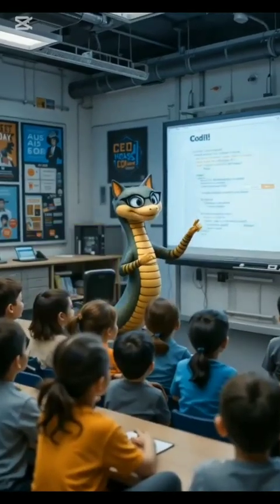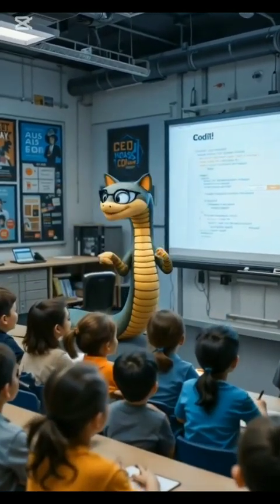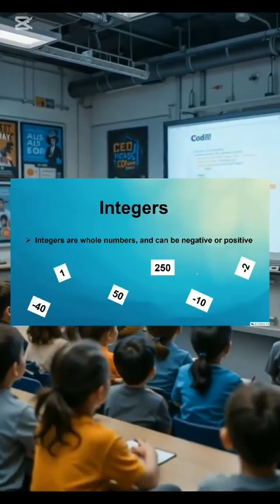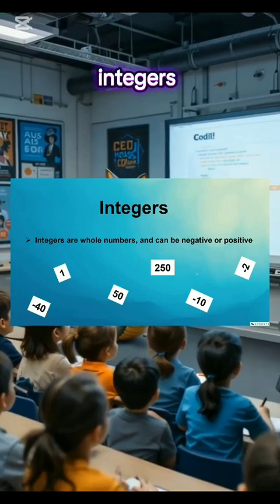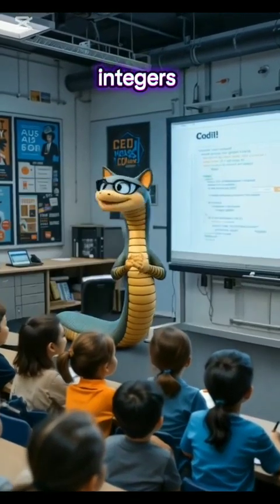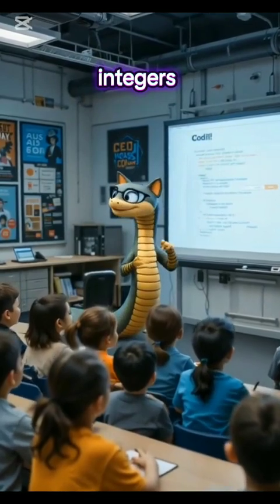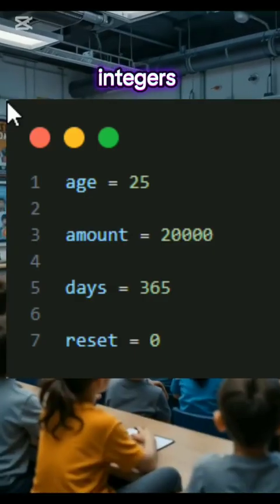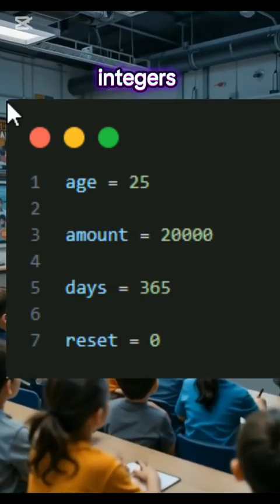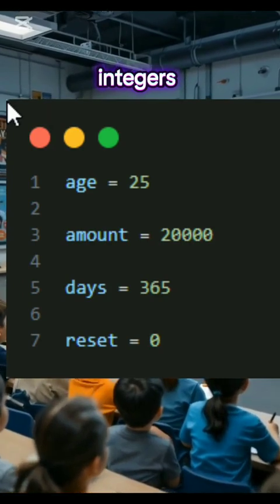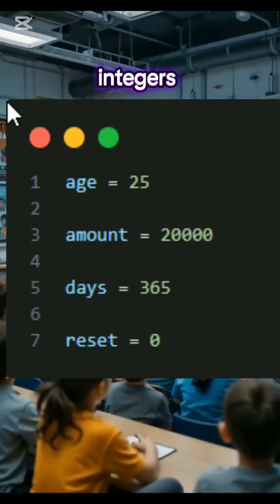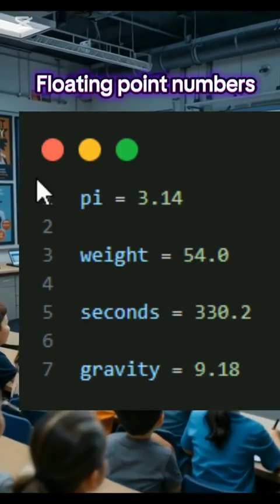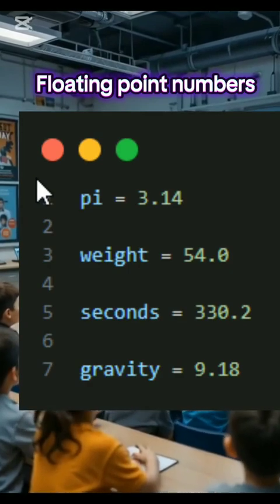So let us take a look at one of each of them. Integers are represented as int, as you can see over here. They are the numbers that we normally use day-to-day, whole numbers without any fraction part. For example, you might have a variable age equals 25. So 25 is the integer value. It is a whole number.